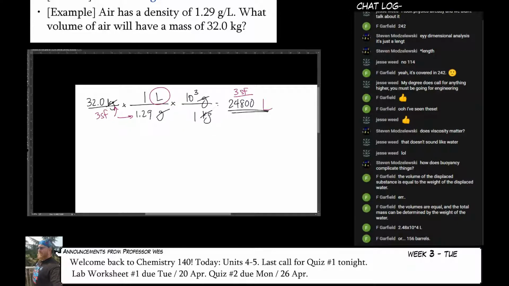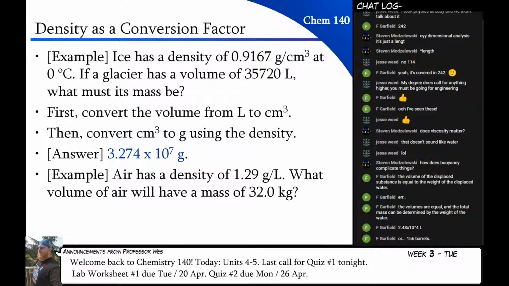All right. So that's the volume of a balloon that has 32 kilograms of air in it. That's ginormous. That might be like hot air balloon large. I'm not quite sure if I can estimate how big that is, to be honest.